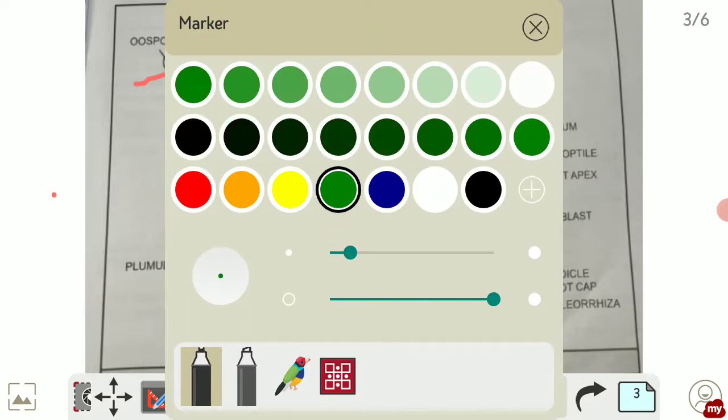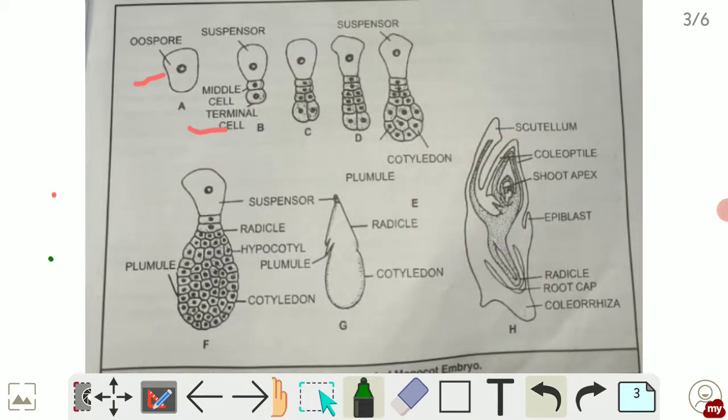Let's see what these two cells are. The middle cell is divided and forms two cells, and the end cell is divided vertically and forms a pair of juxtaposition cells. What is the meaning of juxtaposition? Juxtaposition means they are lying together. So a pair of juxtaposition cells is present. Then the end cells are further divided vertically and form four cells.